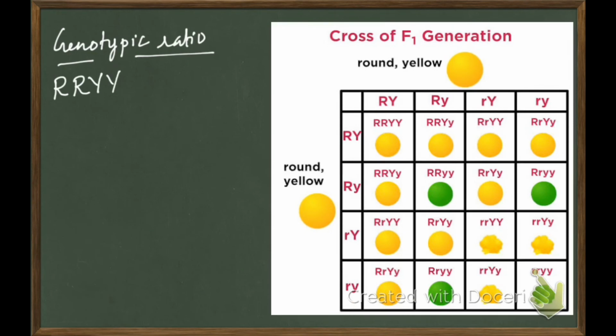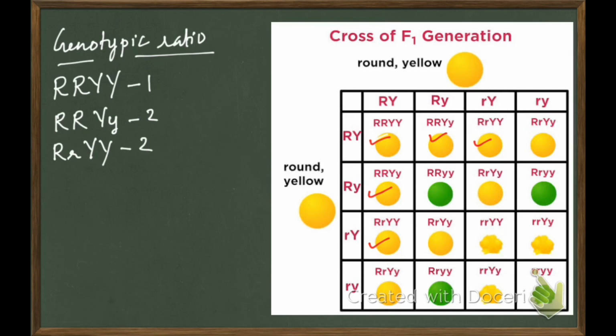Capital R, capital R, capital Y, capital Y. First combination. Only one is seen in that kind. That is the first one. Next combination, if you take, that is capital R, capital R, capital Y, small y. If you take that one, you will find two kinds are seen. One is this, one is this. Let us see the third combination, capital R, small r, capital Y, capital Y. You can find one this and the other one here. Okay, so there are again two.